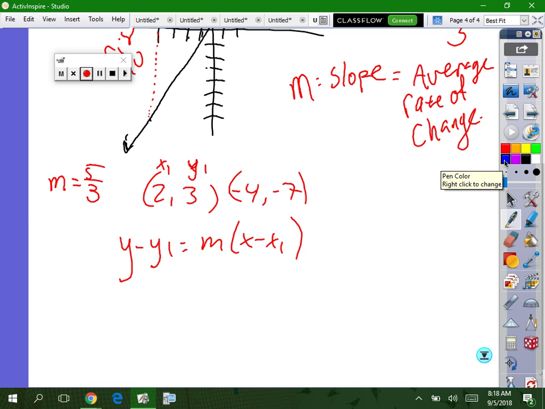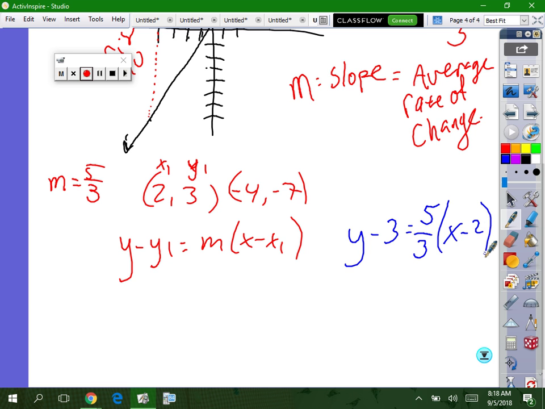Here we go. Y minus 3 equals slope times x minus 2. So if ever in your book or in your homework they ask you to put it in point slope form, do I have to go any further than this? Nope, I'm done. But I prefer that you put it in slope intercept, which is y equals mx plus b. Okay? So we're going to continue on.